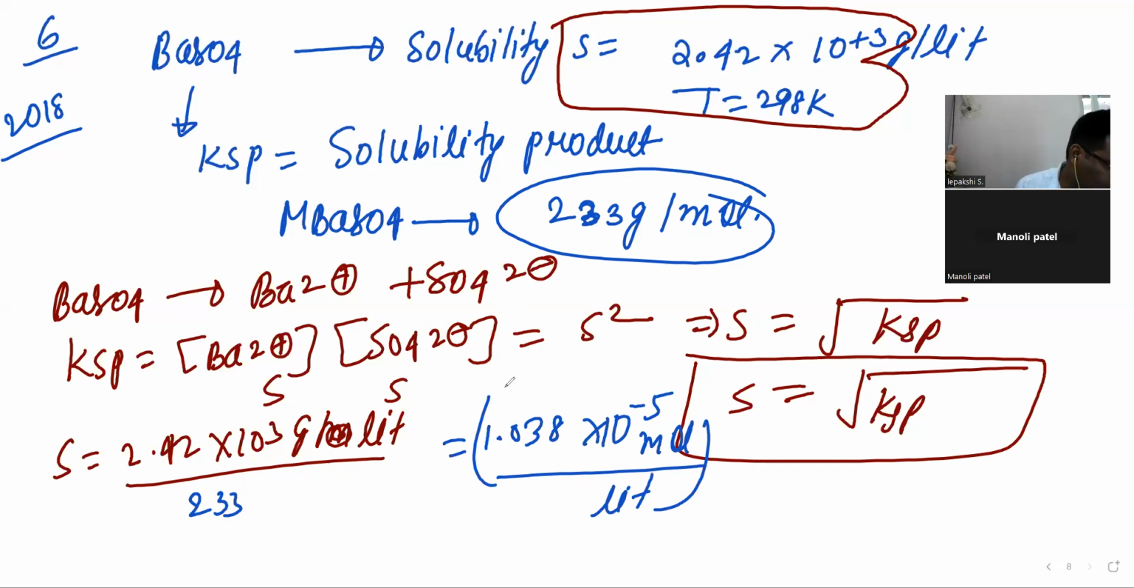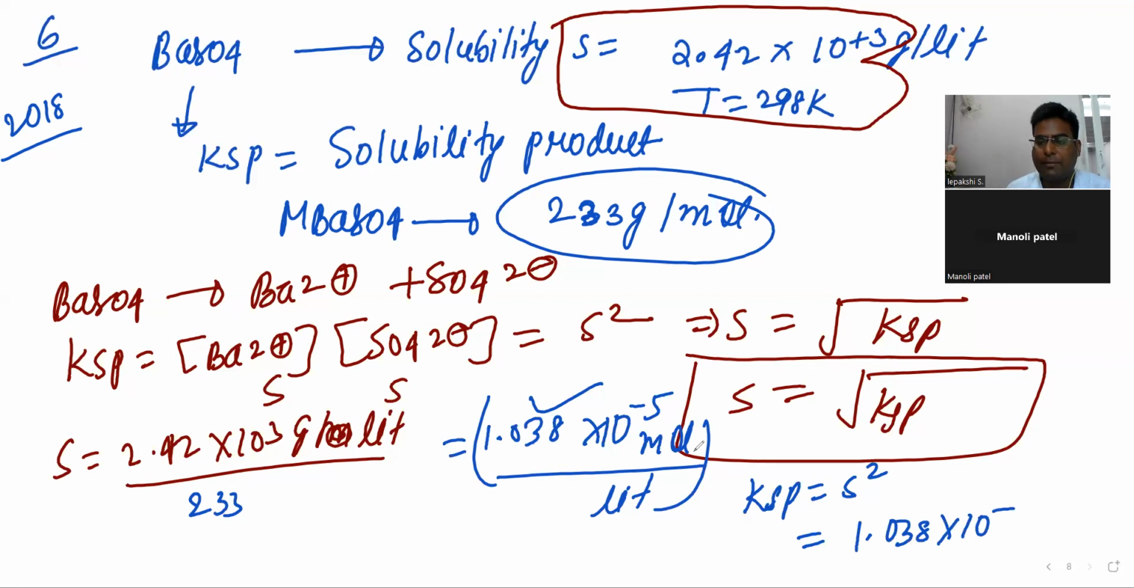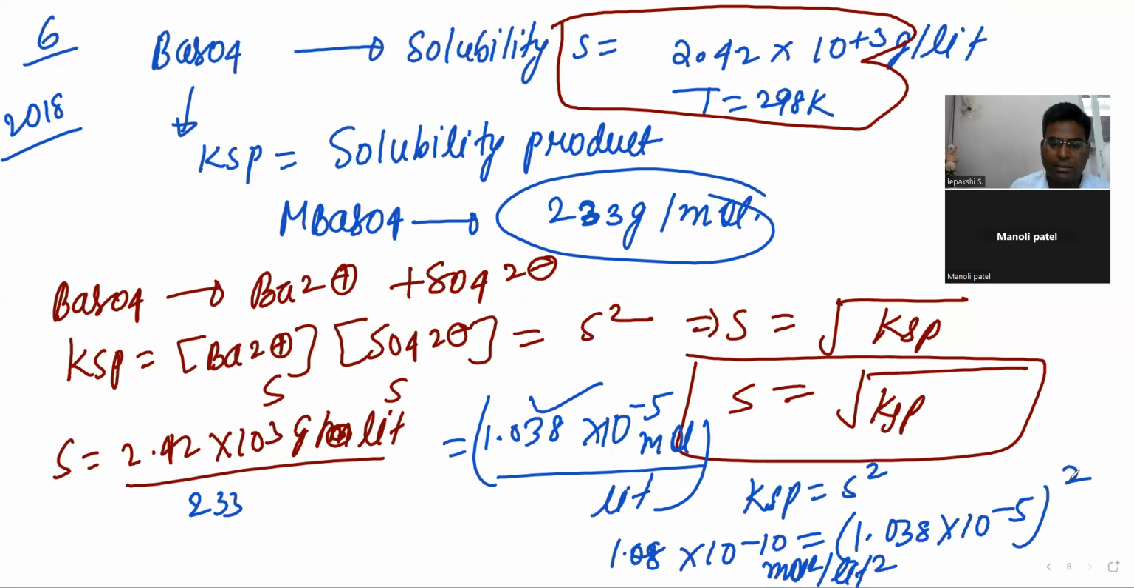So this will be the solubility. Now finding the solubility product, that is S square. So square this quantity, that is 1.038 into 10 raised to minus 5, whole square. It comes out to be 1.08 into 10 raised to minus 10, mole square per liter square. This is the value of the solubility product.